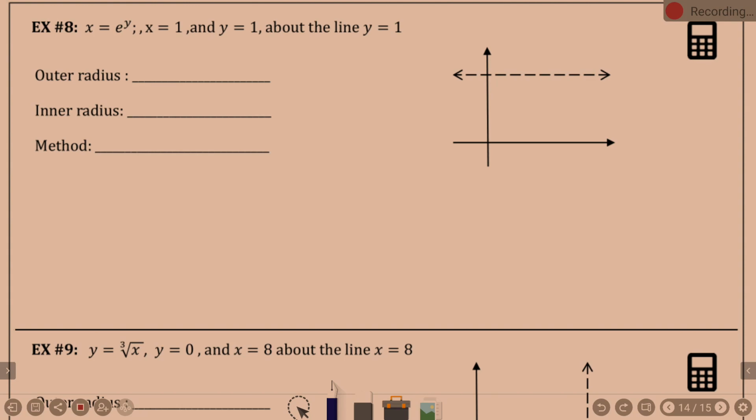Okay, guys. This is kind of our mixed page, isn't it? I just realized. I say mixed page because what is this? A horizontal line. Now we're going back to yesterday's half of the lesson, yes? So that's the line y equals 1. And x equals e to the y.